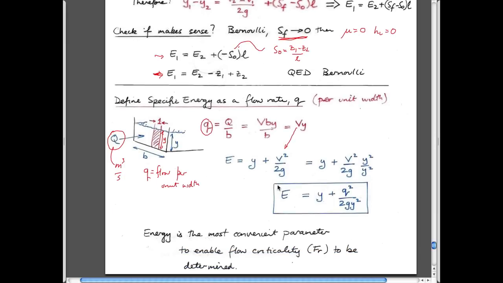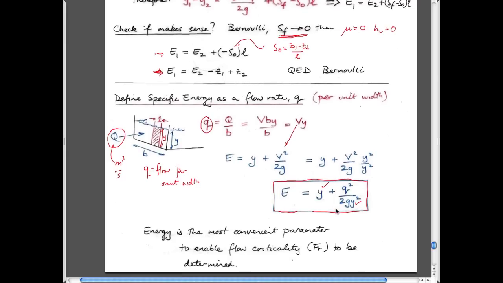now we've written the specific energy in terms of a flow rate per unit width of the channel. And so now this is the energy upstream or downstream, which is equal to the depth of flow plus the flow rate per unit width of the channel squared, divided by gravity and by the depth of the channel squared. So in other words, we've taken out the velocity term here, which isn't very useful to us. We've replaced it with a flow rate term, and we now have it written in terms of one parameter, which is really just the depth of flow.